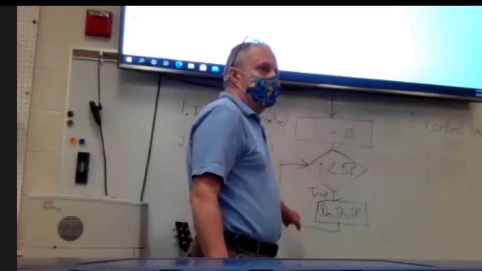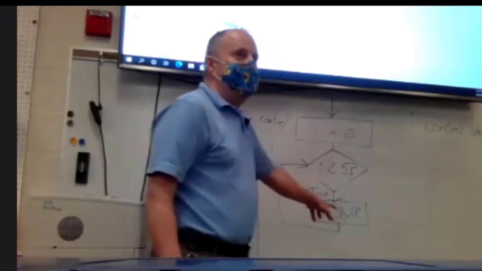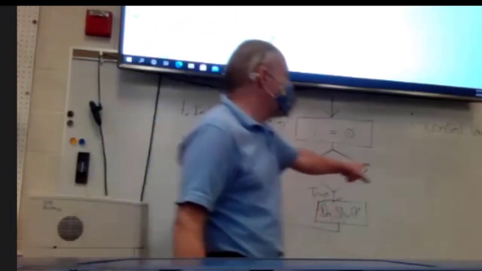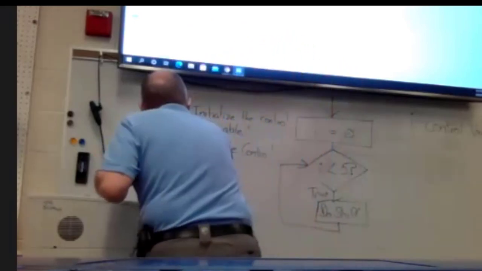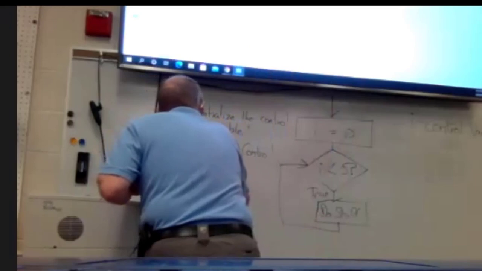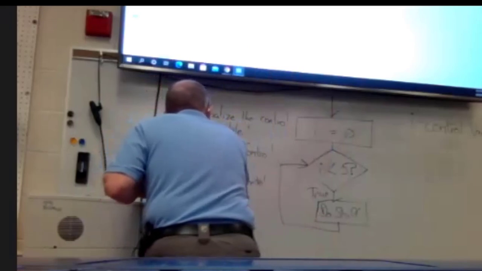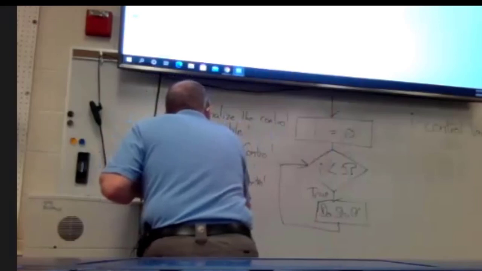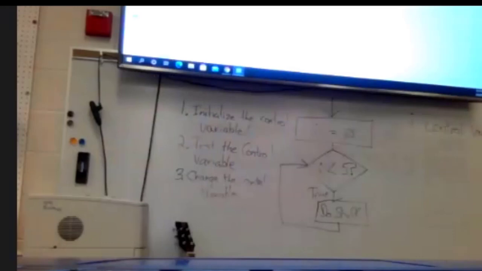Yeah, question. Yeah, so you've got to be explicit. If you don't change the control variable, right? Here we test it, but there's this third thing. Change the control variable. If your loop is missing any of those 3 pieces, it's not going to work right, whether it's the for loop or the while loop.